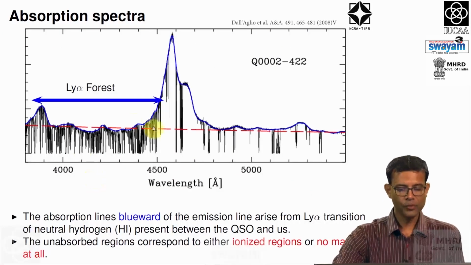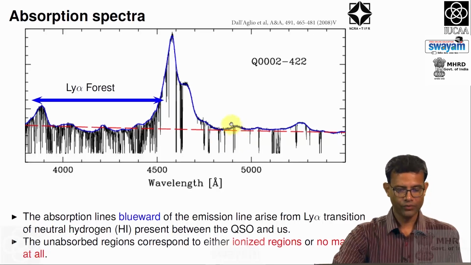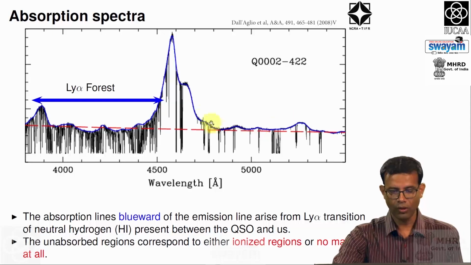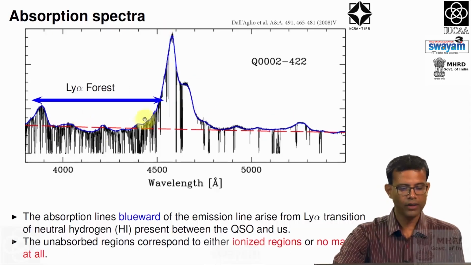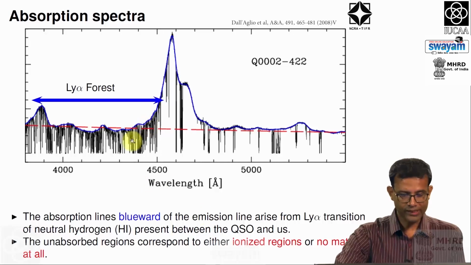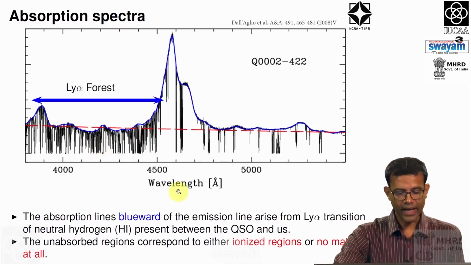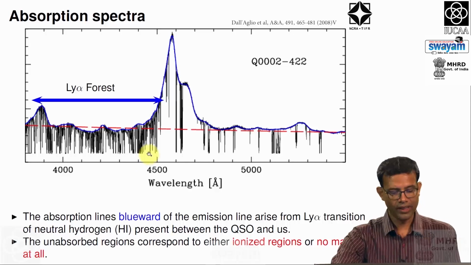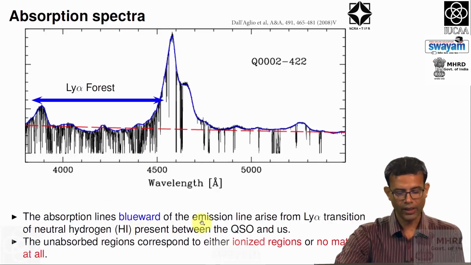Now, this is a spectrum of a quasar. A quasar spectrum in the absence of the intergalactic medium would look like what is shown by the blue line, but you can see there are a lot of features. The absorption features here basically arise because of the Lyman alpha transition of neutral hydrogen between the quasar and us.